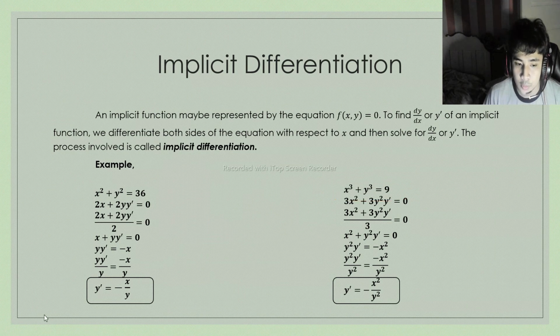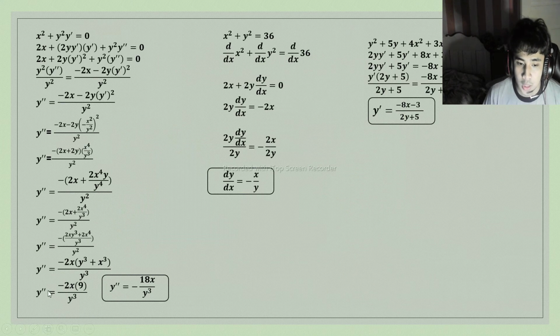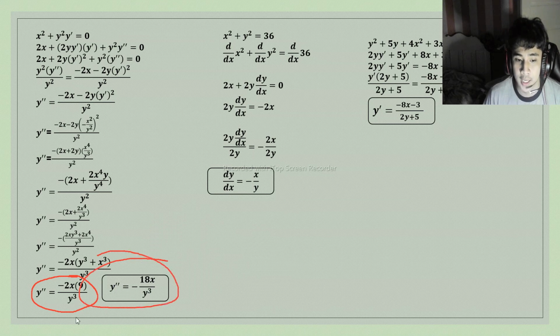So, dugtong-dugtong lang siya guys, pero mahaba lang talaga. Pero, it is what it is. What can you do, di ba? So, eto na yon. Y second derivative is equal to negative 2x times 9 over y cube. So, our second derivative will be negative 18x over y cube. Ayan ang final answer natin guys.